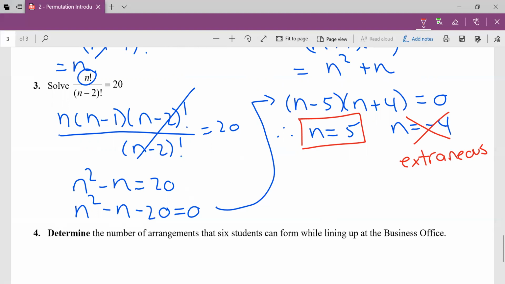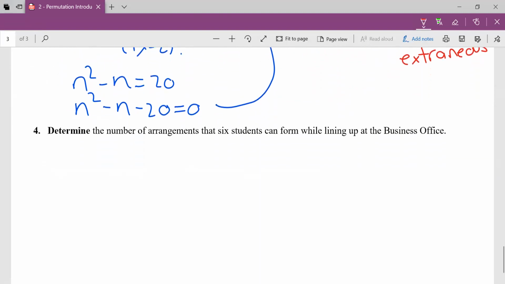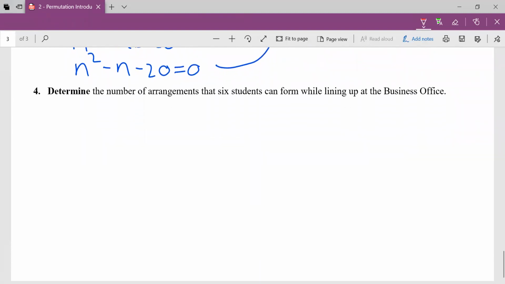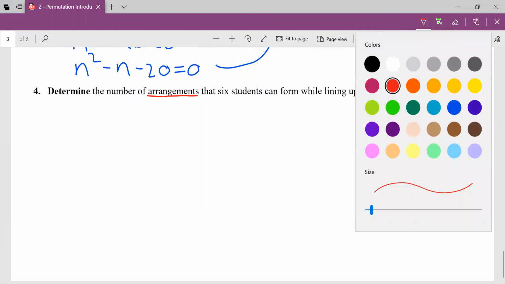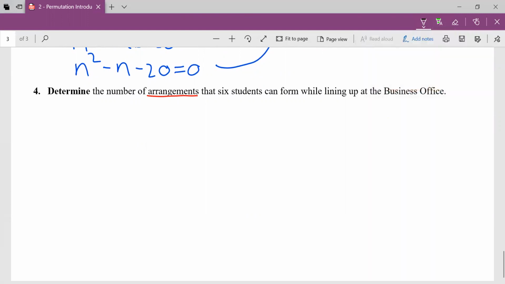Check my work. All I do is I sub 5 back into my question. And now you can stick that in your calculator to check your work. Okay, last question, friends. Determine the number of arrangements. Hey, there's that word. That means order matters. That means this is a permutation that 6 students can form while lining up at the business office. Okay, why does order matter? Well, I want to be first in line at the business office, not last in line. I can tell the difference. So how many ways can we do this?